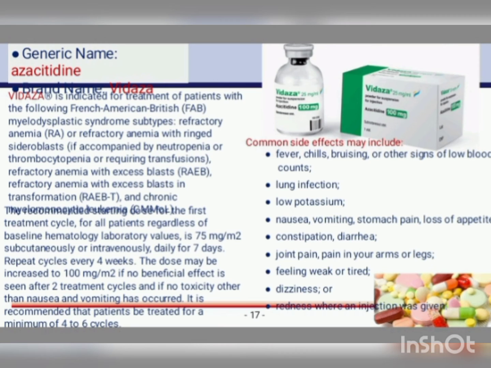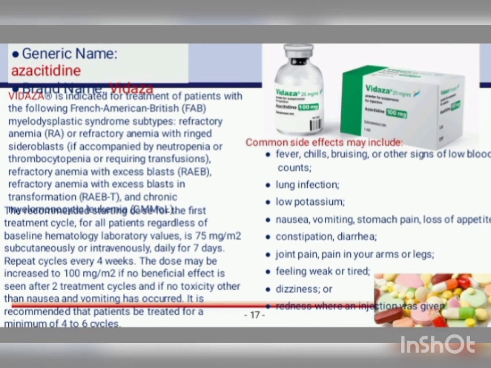Generic name: azacitidine. Indicated in myelodysplastic syndrome, including refractory anemia or refractory anemia with ringed sideroblasts, and refractory anemia with excess blasts in transformation, for all patients regardless of the baseline hematology laboratory values, at 75 milligrams per meter squared subcutaneously or intravenously daily for 7 days, repeating the cycle every 4 weeks. The dose may be increased to 100 mg/m² if no beneficial effect is seen after 2 treatment cycles and if toxicity other than nausea and vomiting has not occurred. It is recommended that patients be treated for a minimum of 4 to 6 cycles.